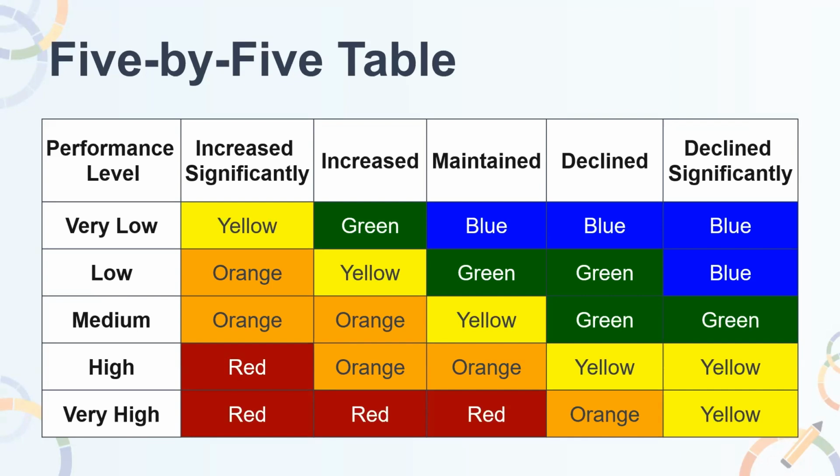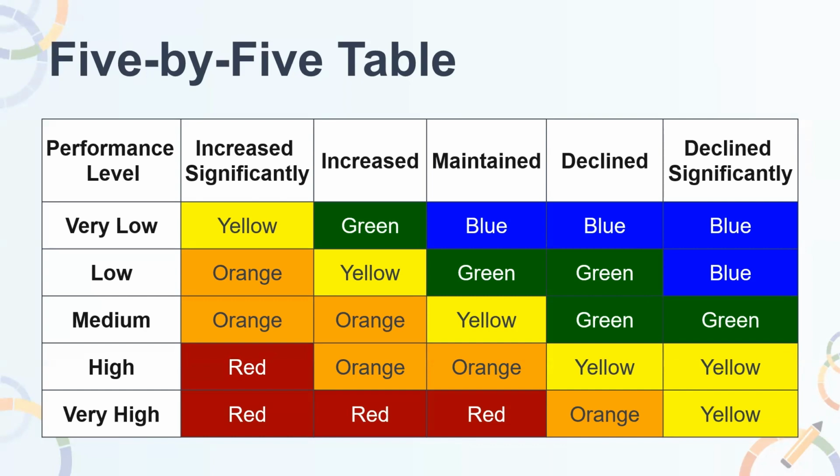The 5x5 table provides performance levels of a school, LEA, or student group, with the top row representing the change from the prior year. The possible change levels for the top row are increased significantly, increased, maintained, declined, or declined significantly. The first column contains the status level in the current year. The status levels include very low, low, medium, high, and very high. The intersection of the change and status will give the performance level or color.